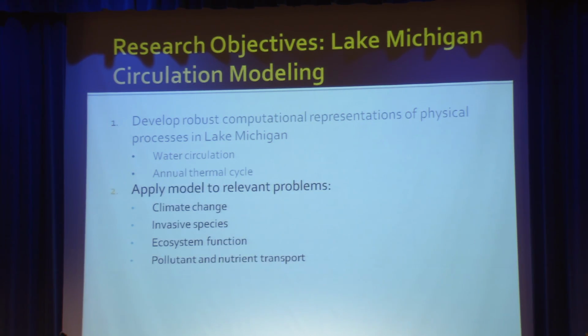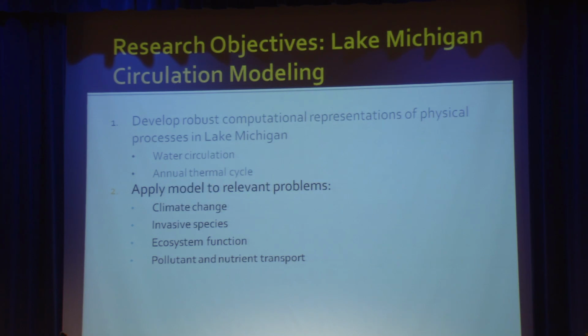And then ultimately, once we have this robust model, we would like to apply it to a host of relevant problems, including climate change, trying to figure out how the Great Lakes will fare under various scenarios in the future. Invasive species, trying to figure out how things like Asian carp, once they get into the lake, may be moved around. Ecosystem function, where we're actually taking the circulation model and using it as the heart of a host of other coupled models that represent the biological functions in the lake. And another application is pollutant and nutrient transport, where we look at how substances, things like bacteria or metals, get introduced into the lake and where they ultimately end up.